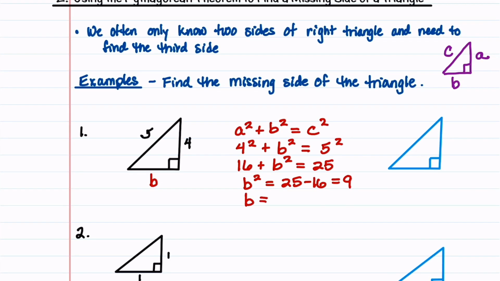So b is equal to 3. And on our right-hand side, let's go ahead and label the triangle that we just found. So we have a 3, 4, 5. So that is called a 3, 4, 5 triangle.